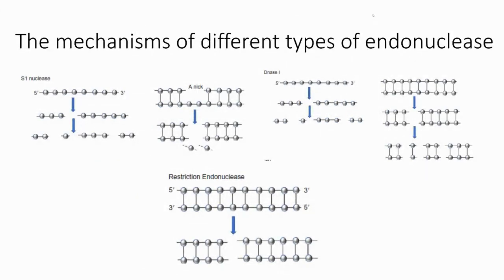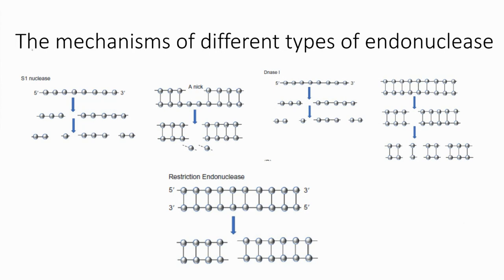And then for the endonuclease, as I mentioned, it can be sequence specific. The sequence-specific endonuclease we call a restriction endonuclease. Basically, this one is sequence-specific, it depends on the enzyme, and they will have different recognition sites. And these two, the S1 nuclease and the DNase 1, are non-specific.